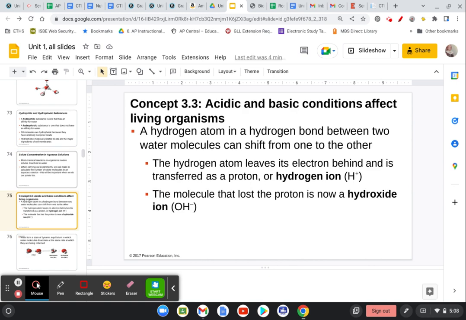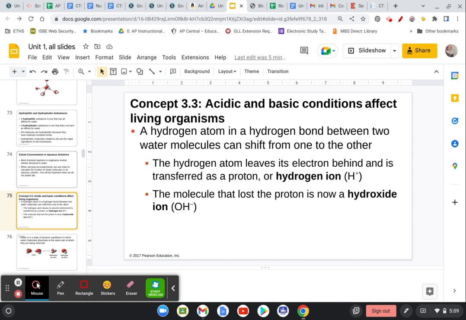Next concept is acids and bases. This is a little different from the hydrogen bonds. I know you're thinking, well, I should just put hydrogen bond down for the answer. You actually don't, in this case, want to put hydrogen bond down as the answer for why acids and bases form. So let's go over that. Hydrogen atoms in a hydrogen bond can actually shift. They can move. And sometimes the hydrogen atom can just straight up leave, and it leaves its electron behind.